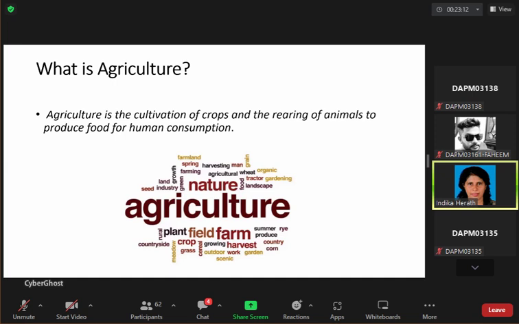Likewise, there are various other terms that are used: growing, crop, harvesting, landscape, nature, farmland, grain, organic, gardening. There are various things like farming and gardening. All of them are related to agriculture, but there are small differences, so from time to time we will talk about them as well.